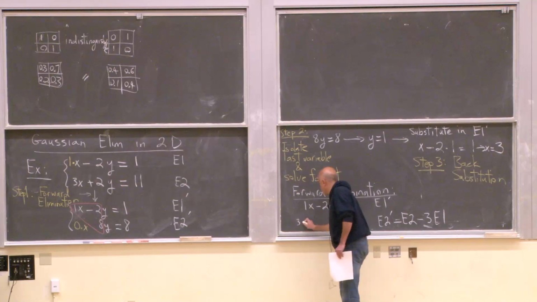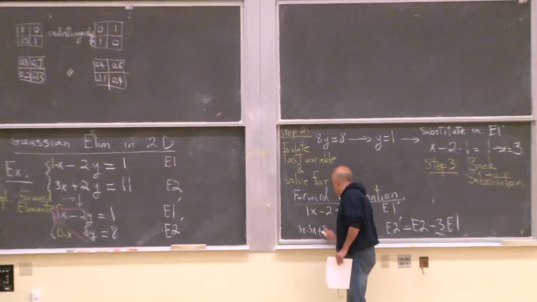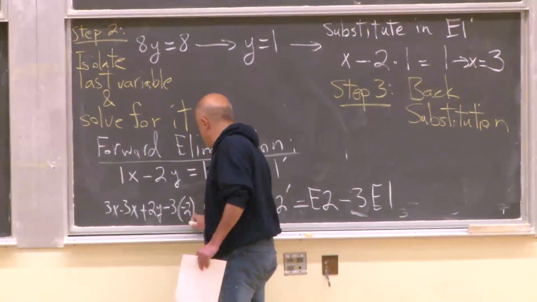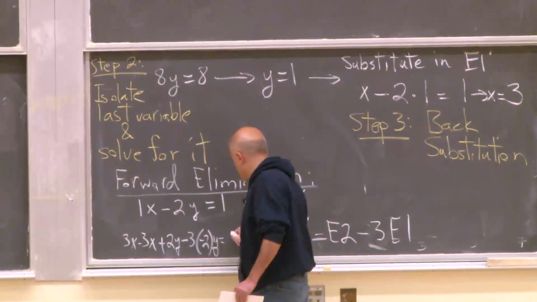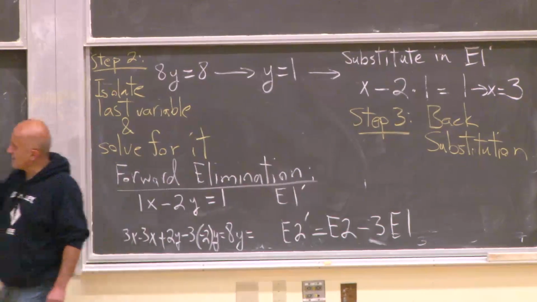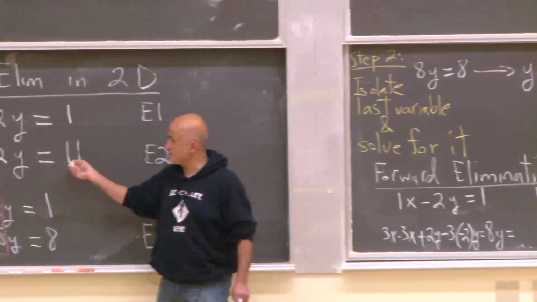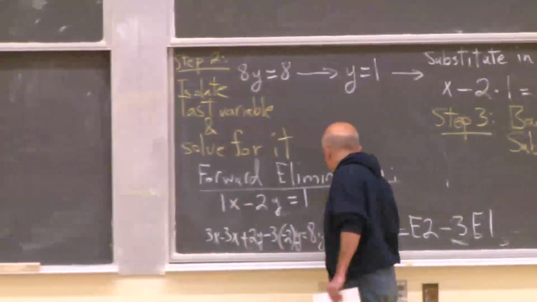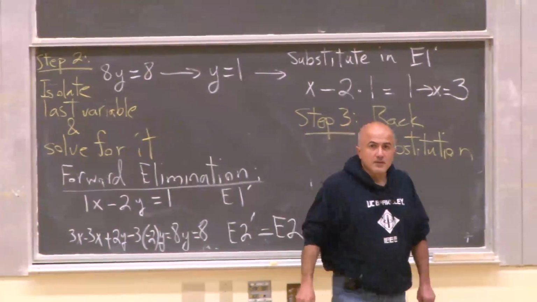Okay, so I have 3x minus 3x plus 2y minus 3 times minus 2y. Of course, that gives me 8y. And I have to do the same thing on the right-hand side. So when I take 3 times 1 and subtract it from 11, I get 8. Okay?